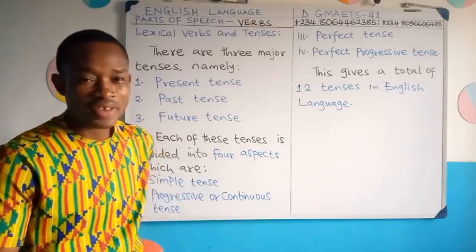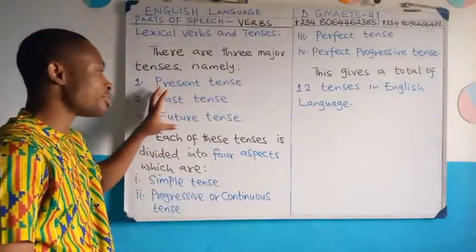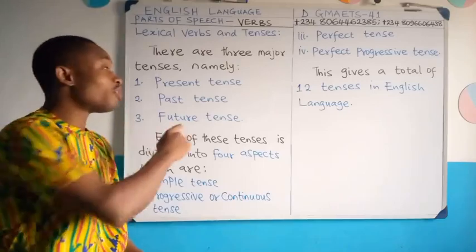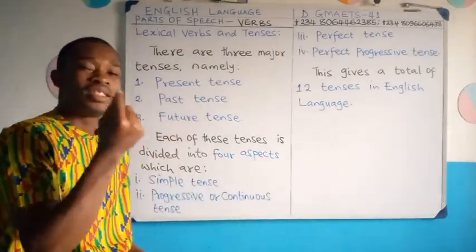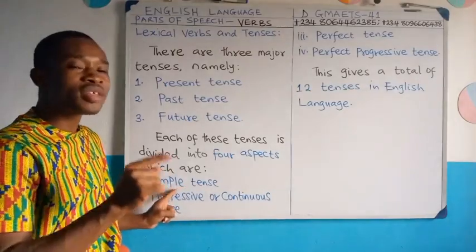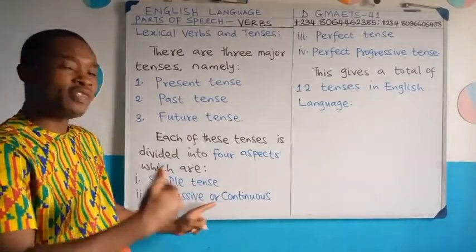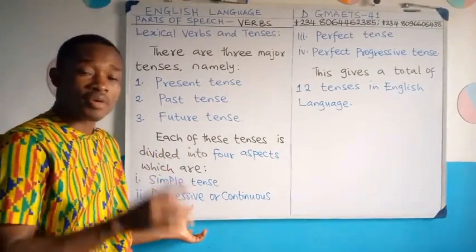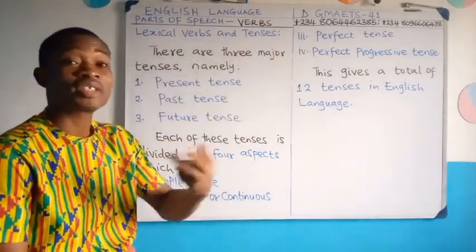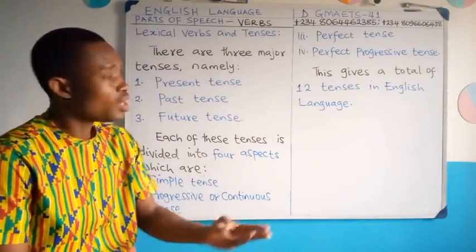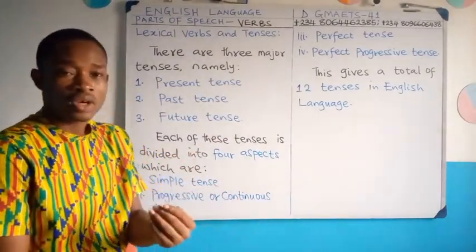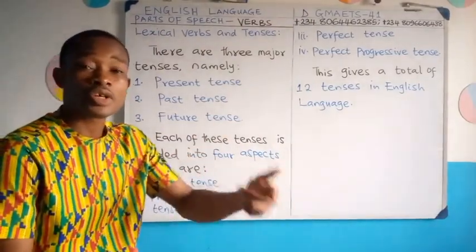Is that okay? Now, each of these three major tenses is divided into four others, okay? Each of these three tenses is divided into what? Four other tenses. Here on the board we have them, okay? We have the simple tense, we have the progressive, also known as the continuous tense. So if you hear progressive, it's still the same as what? Continuous tense. Making it two, is that not so? The third one, we have perfect tense. And then the fourth, we have the perfect progressive tense, or you can also call it perfect continuous tense.